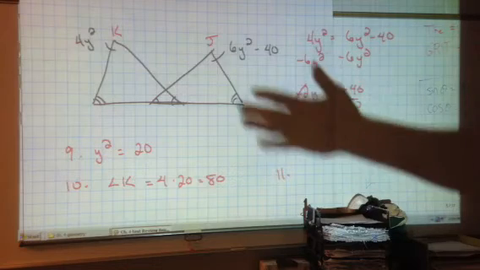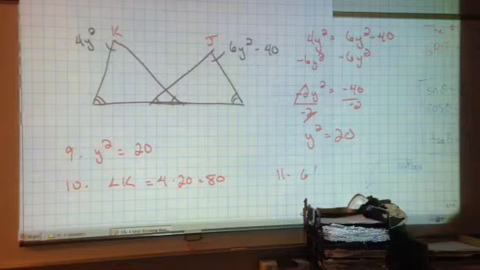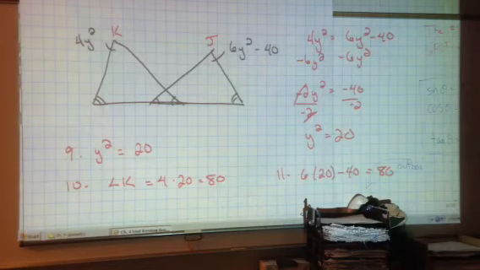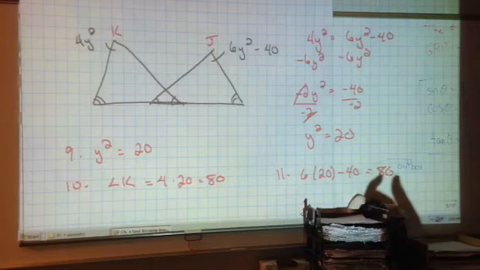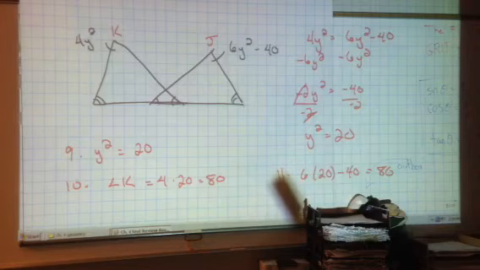Number 11 is the same thing. They want angle J. So I'm going to plug 20 in for y. So 6 times 20 minus 40, which also equals 80. That's good. That means I did it right with all my algebra. It's good because my angles came out to be the same value.